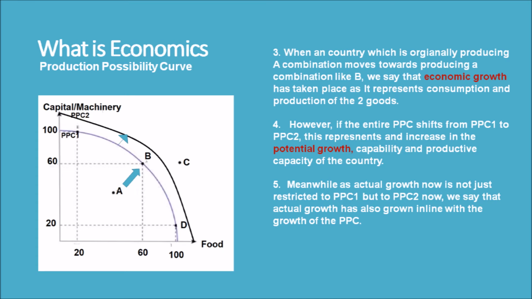3. When a country which is originally producing a combination moves towards producing a combination like B, we say that economic growth has taken place, as it represents consumption and production of more of the two goods. 4. However, if the entire PPC shifts from PPC1 to PPC2, this represents an increase in the potential growth, capability and productive capacity of the country. 5. Meanwhile, as actual growth is now not just restricted to PPC1 but to PPC2, we say that actual growth has also grown in line with the growth of the PPC.